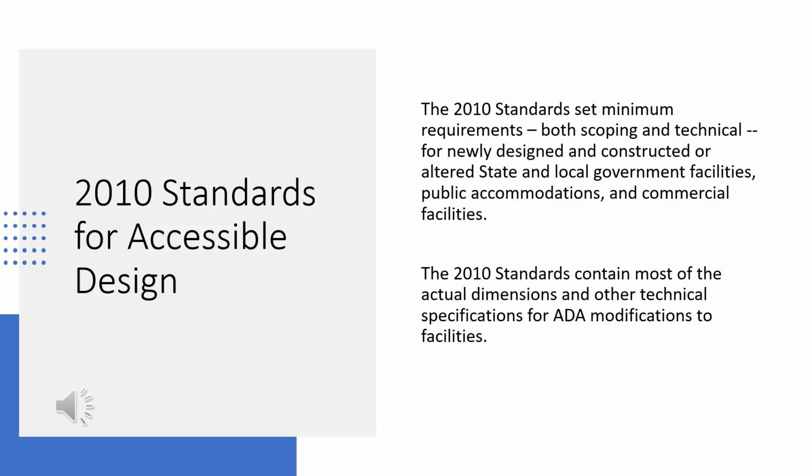The 2010 ADA standards for accessible design set minimum requirements, both scoping and technical, for newly designed and constructed or altered state and local government facilities, public accommodations, and commercial facilities. The 2010 standards contain most of the actual dimensions and other technical specifications for new construction or for ADA modifications to facilities.